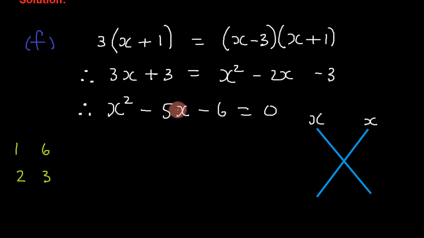Now, we need a middle term of negative 5x. So we need a 5 here. The difference between 1 and 6 is equal to 5. And the sum of 2 and 3 is also 5. So we need to check which set of factors will work. Let's start by trying 1 and 6.